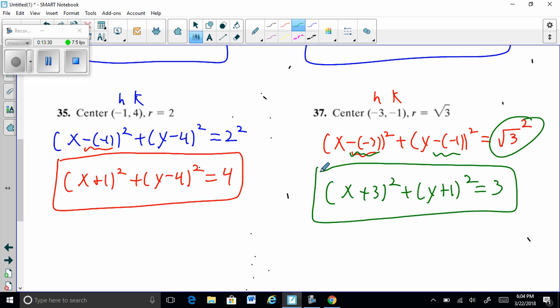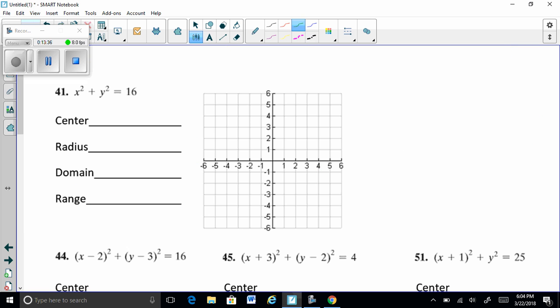Okay, so as promised, the next slide, we're going to go in the reverse. What we're going to do is we give you the equation, and we want to extract the center and radius, graph it, and then domain and range.